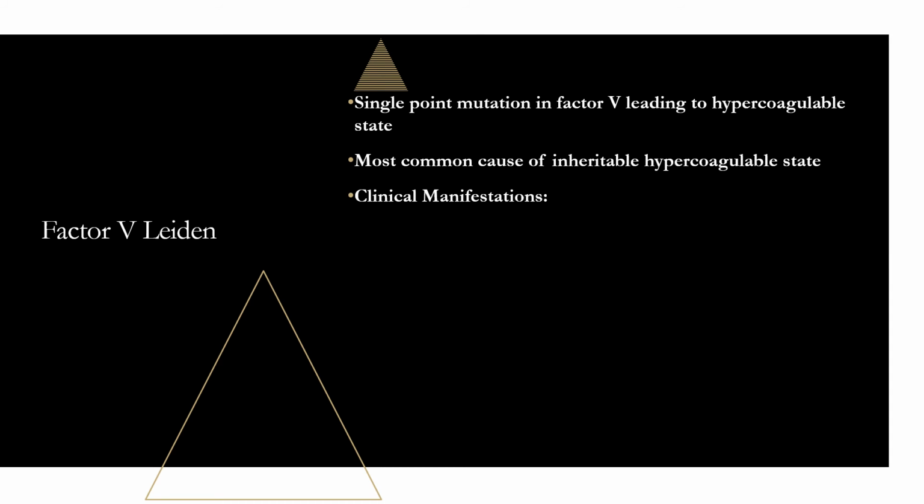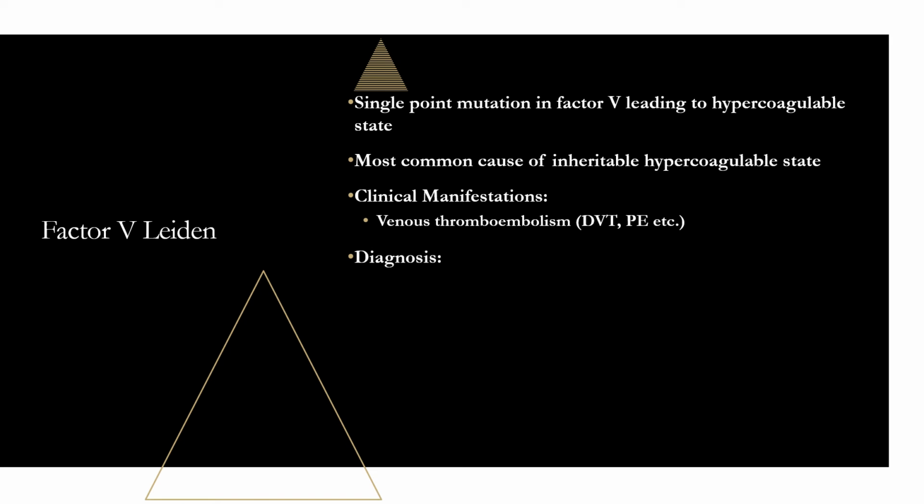Okay, clinical manifestations. So this is going to be venous thromboembolism, so your DVTs, your PEs. In real life, only around 5 to 10% of patients with factor V Leiden actually go on to develop venous thromboembolism. But in the vignette, they're definitely going to give you that. This patient's going to have a DVT, they're going to have a PE.